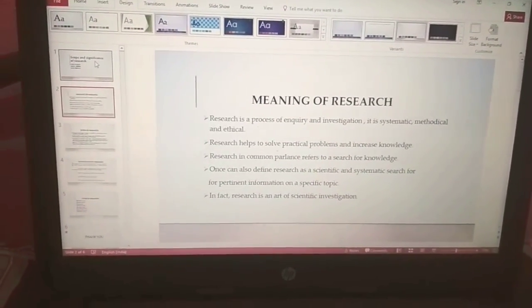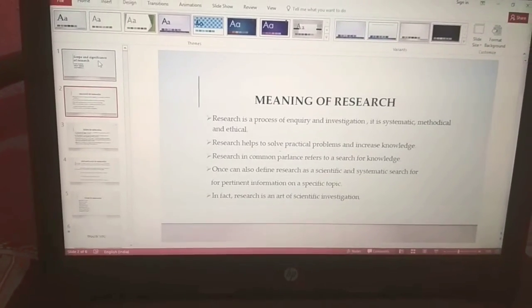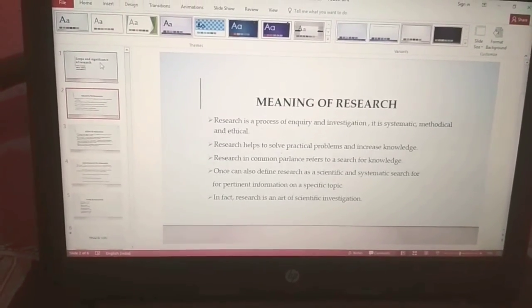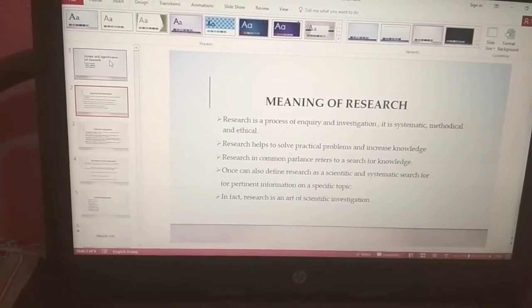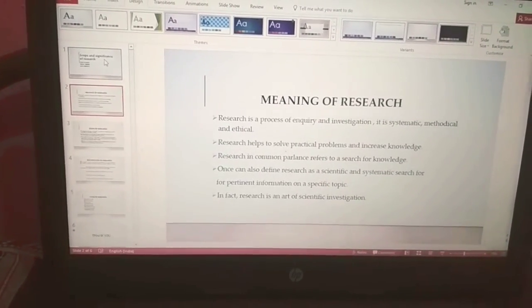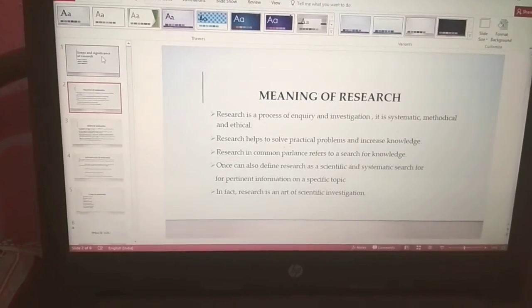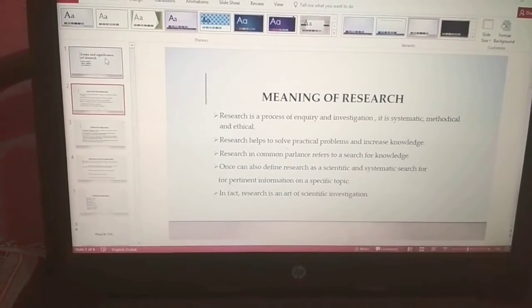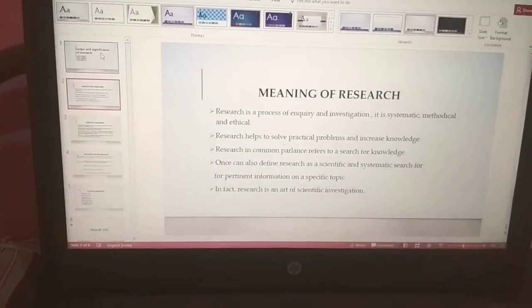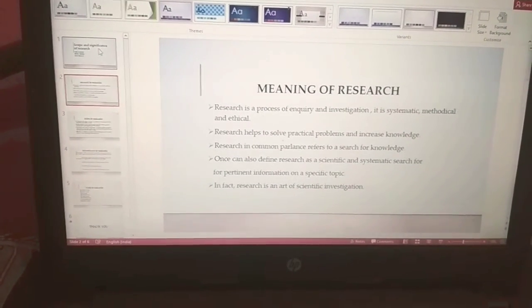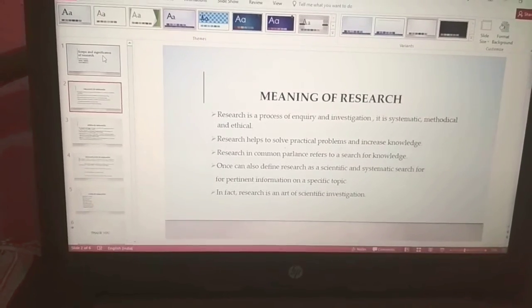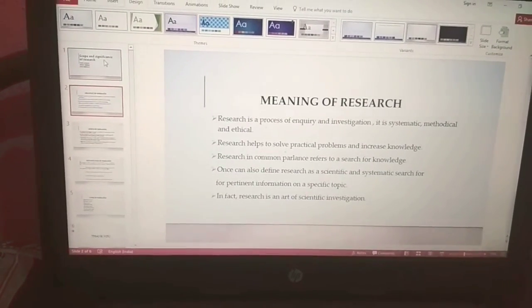Here they are saying research actually needs three types of systems called systematic, methodical, and ethical. And before getting involved in research, we have to get proper knowledge of solving particular problems. The parlance refers to searching for knowledge. Research is actually done by proprietors and vendors in the marketing field.